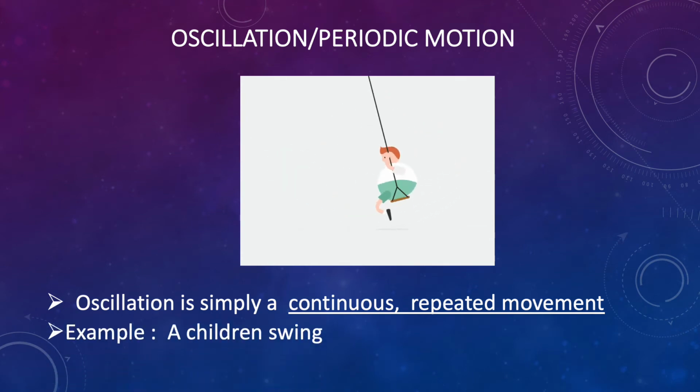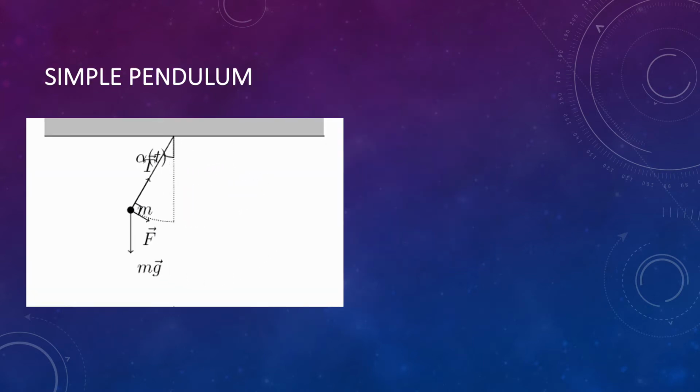For example, a child's swing. The swing goes backwards and forwards through the same position over again and again. Another example of an oscillation is the movement of a simple pendulum. We call this type of oscillation by a special name, simple harmonic motion.